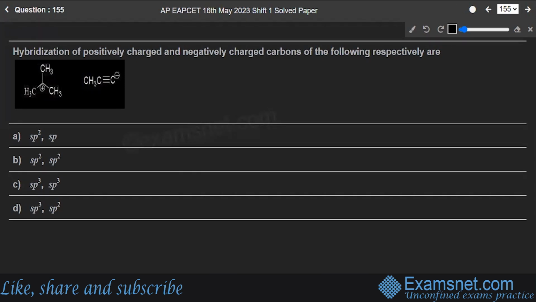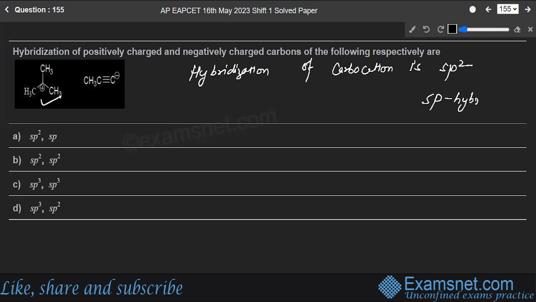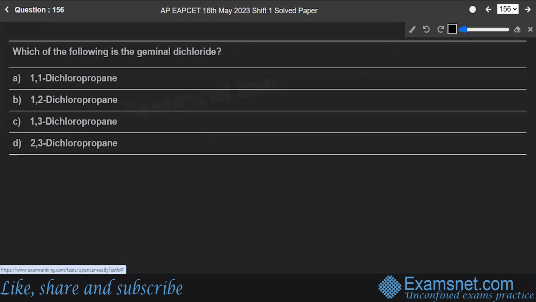Question number 155, hybridization of positively charged and negatively charged carbon of the following respectively are. See the hybridization of carbocation is sp2, which is in the first compound, and for the second compound, it is sp hybridization. So you have the first option as the right answer. Hope you got that. Next is question 156.